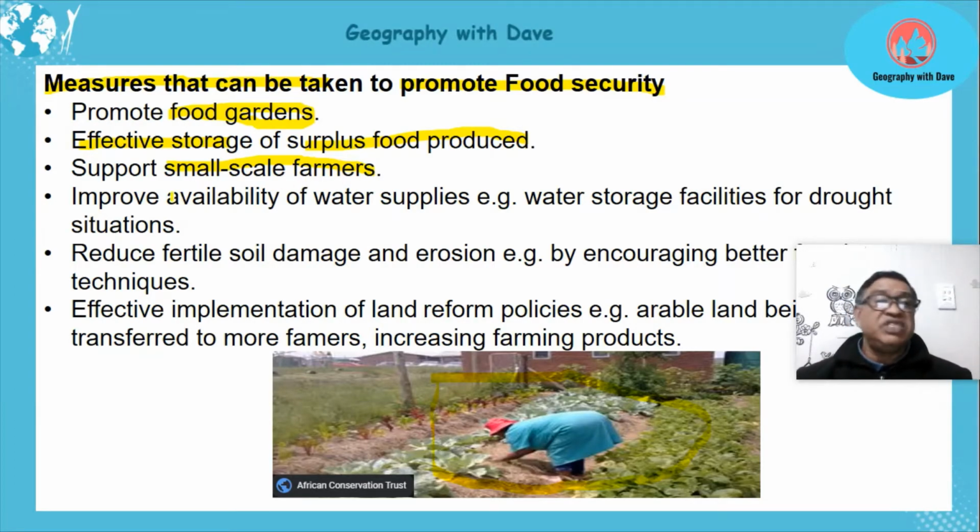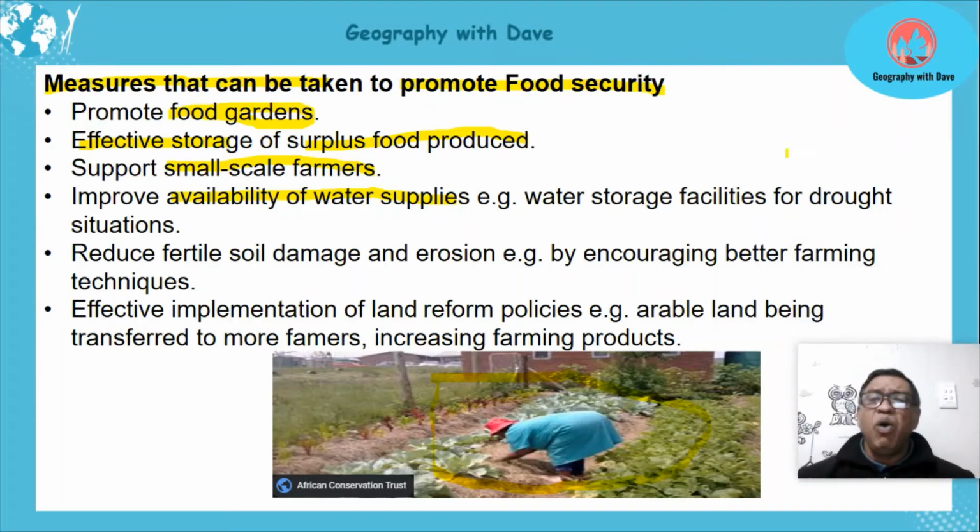Now, in a country where there's a lot of droughts, South Africa has massive droughts, you would have learned all your years about droughts. You understand? Storage, or water storage facilities, no matter what, in the form of dams. You understand?